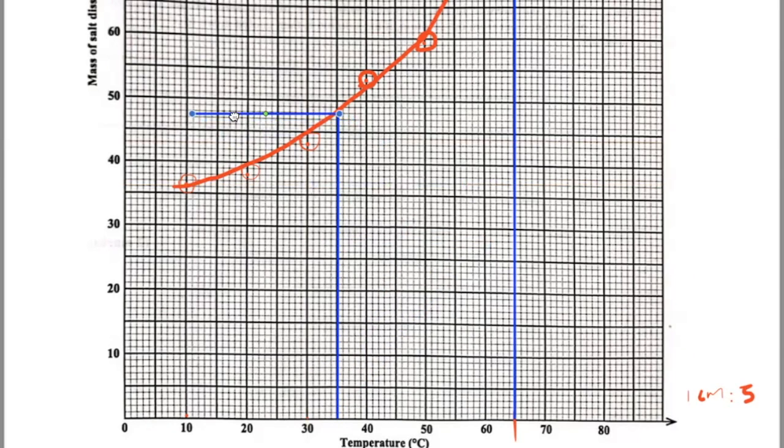So it cuts here, and we of course read off our values. All right, let's see. That looks like 41, 42. So we'll say 42. So at 35 degrees Celsius, the solubility is 42.